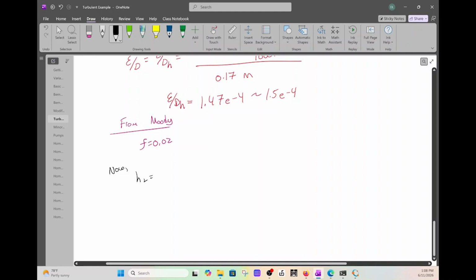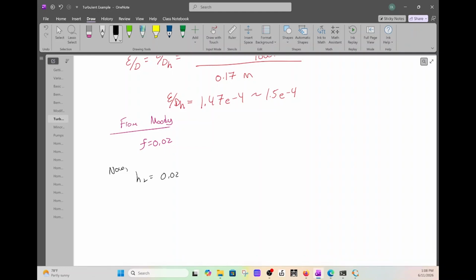Now, HL equals 0.02 times 10 meters times 7 meters per second squared over... Oh, sorry, the 0.02 was not meters. That was F. My apologies. On the bottom, 0.17 meters times 2 times 9.81 meters per second squared. HL equals 2.94 meters.